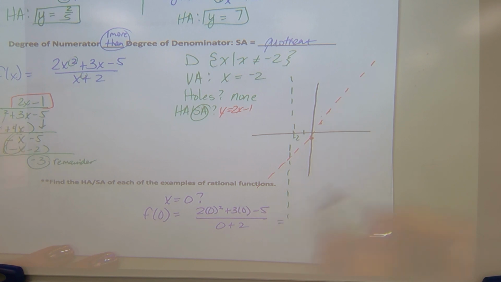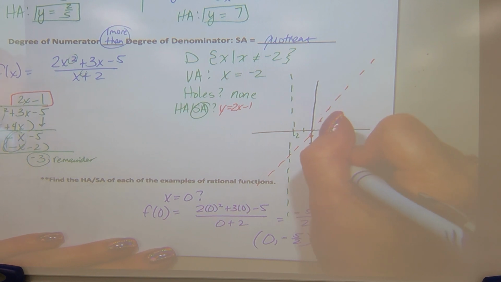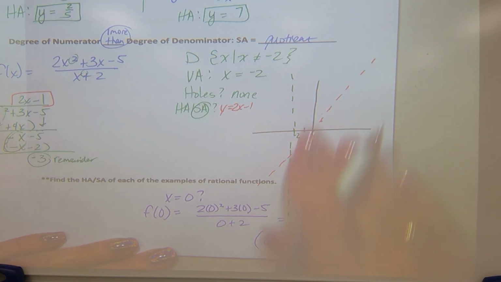Everything goes away except negative 5 over 2. Well, where x is 0, y is negative 5 halves. What is negative 5 halves? Negative 5 halves is the same thing as negative 2.5. We said this was negative 1, so negative 2.5 is going to be right about there. And that tells us where this piece of the function is.